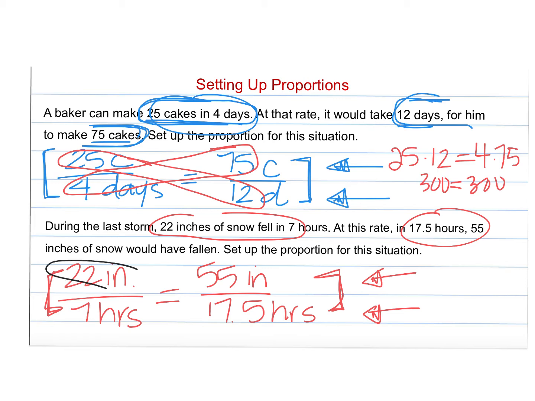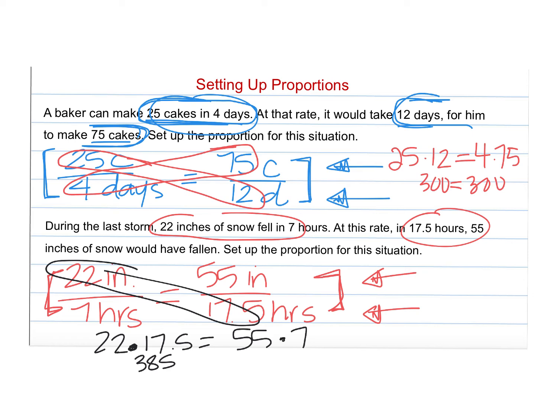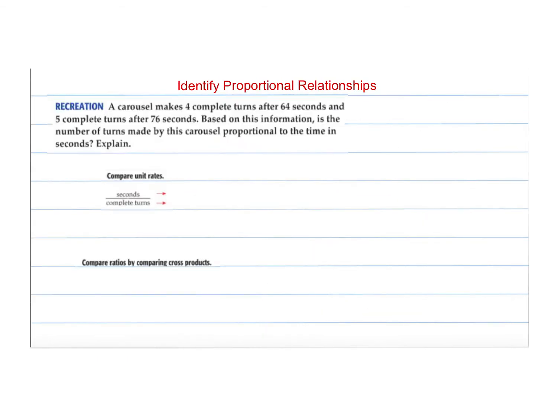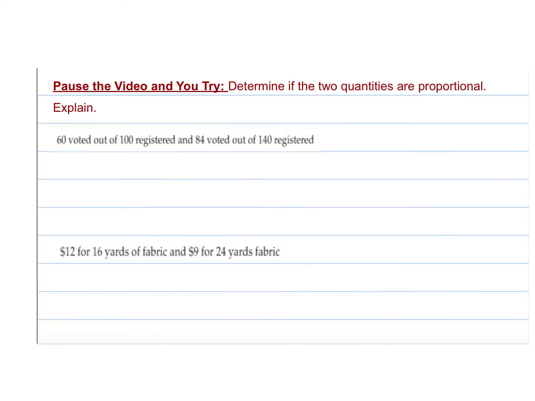Then we would do 22 times 17.5. Oops, that should be a multiplication sign, which is 385, and then it would be the same as 55 times 7. 55 times 7 is 385, so then they are proportionate. We are going to skip this problem and do this problem in class. You pause the video and try these two and then come back and check your work.